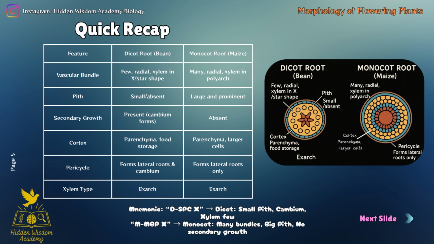Let's quickly recap what we learned about anatomy in dicot and monocot roots. In dicot roots, only a few vascular bundles are in a radial pattern, with small or no pith, and secondary growth present due to cambium. In monocot roots there are many vascular bundles, a large central pith, and no secondary growth. Both have cortex and pericycle, but their roles differ.